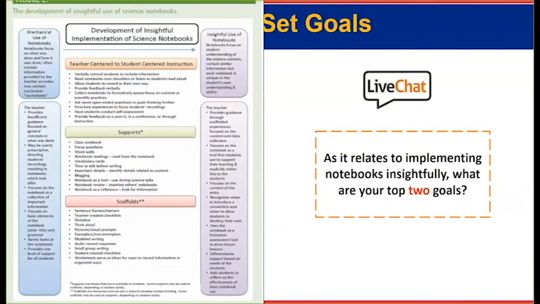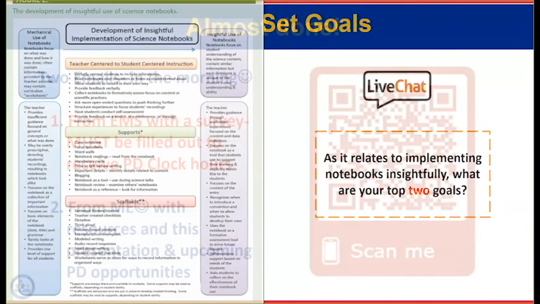On the left side, we have mechanical use of notebooks versus, if you come to the right, insightful use of notebooks. So take 1 or 2 minutes and really read over this document, and then think of what are 2 things you are willing to commit to as a goal that you can do when you go back to your classroom with your students. And then put it in the chat box. Same setup is really helpful because then the expectation is there and they know what to do, so they feel empowered. Any other thoughts about how 2 top goals to implement notebooks insightfully?